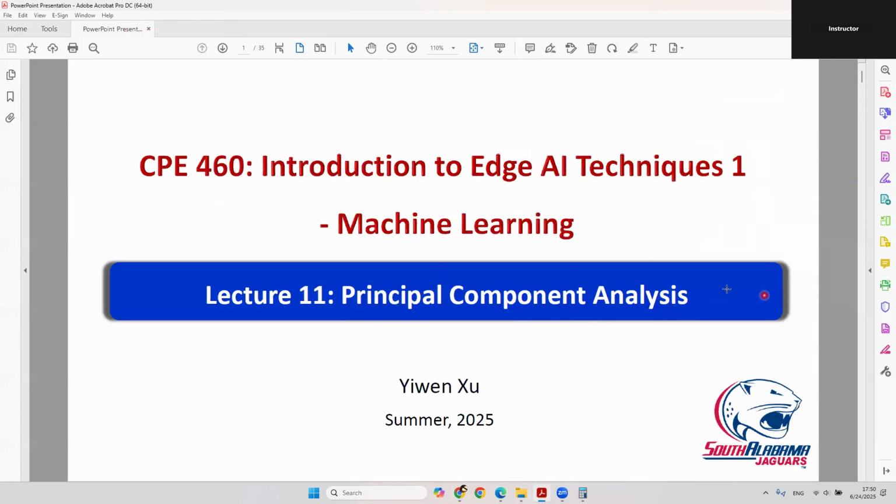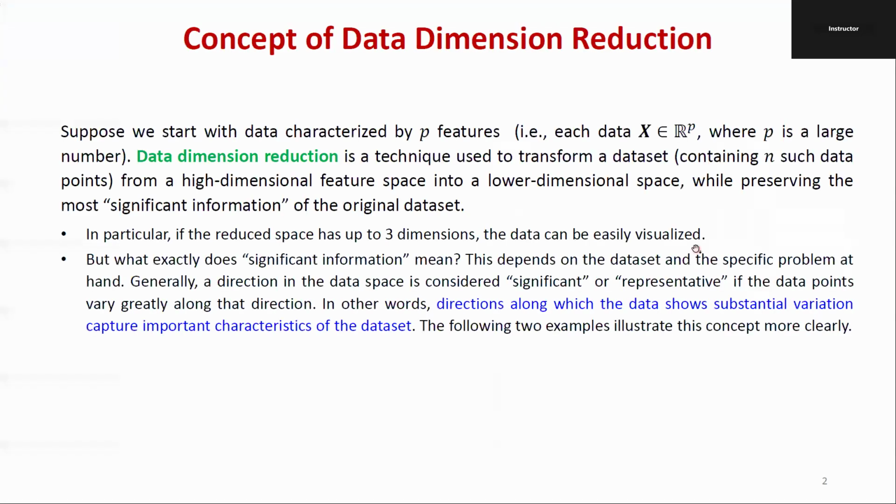It's called principal component analysis. First of all, I want to introduce the concept of data dimension reduction. Suppose we have the original data with p features. Again, this p can be the number of pixels, let's say 1 million something, so p typically is a large number. Data dimension reduction is a technique used to transform a data set containing n such data points from a high dimensional feature space, let's say p, to a low dimensional space, let's say k or whatever number, while preserving the most significant information of the original data set.